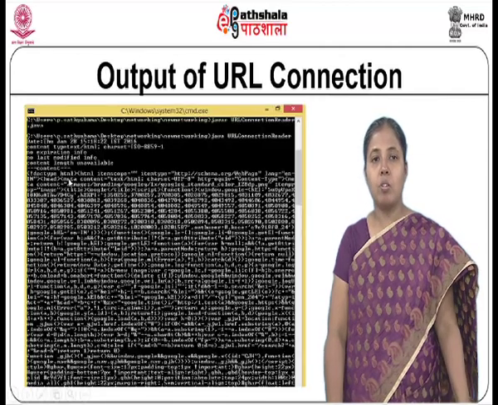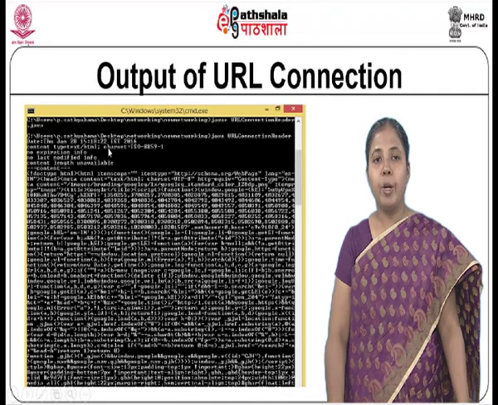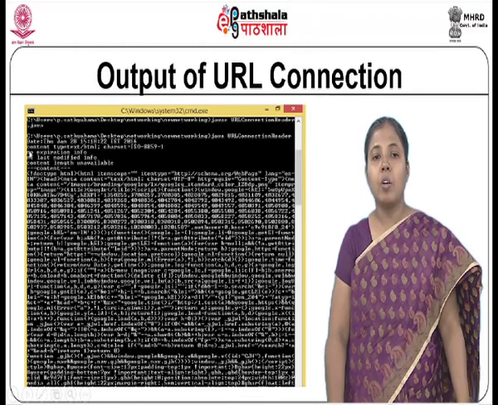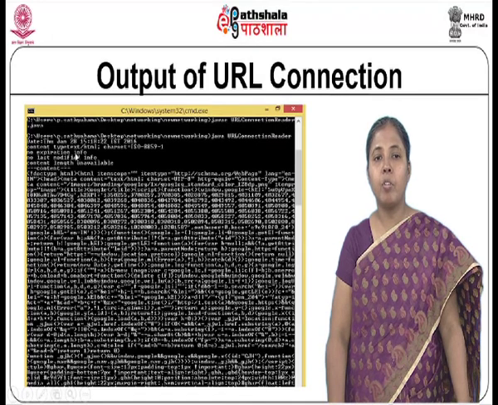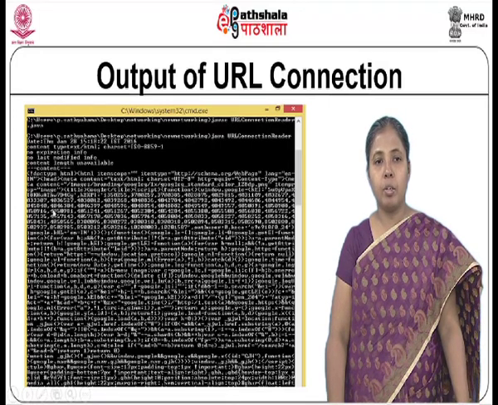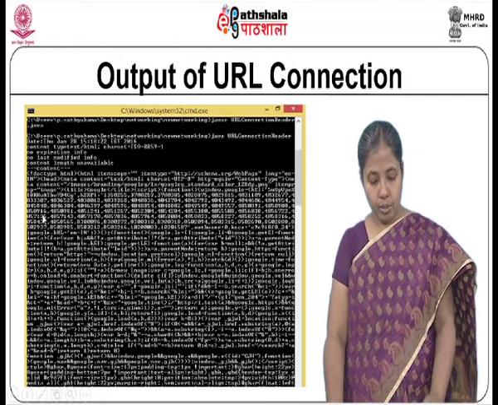So, the output is like this. We try to print the date, get date, and then we print the content type. You can see text/html, the character set, everything is given. Then we try to print the expiration information, which is not available, and last modified information is also not available. Content length is unavailable and the entire page is actually printed. So, the content of the page is printed.